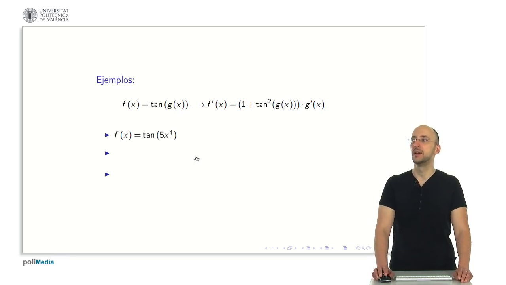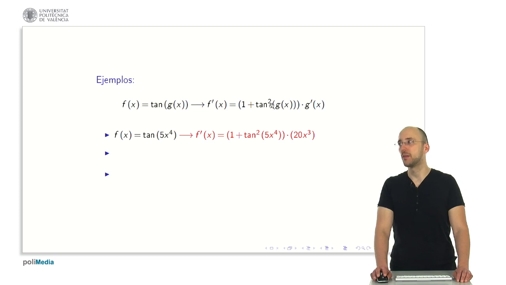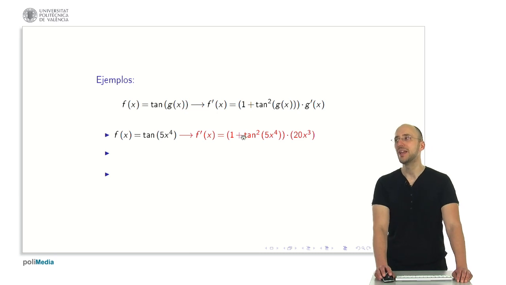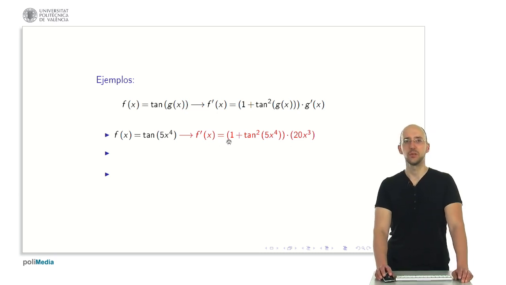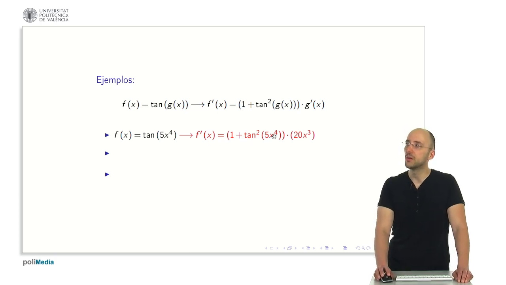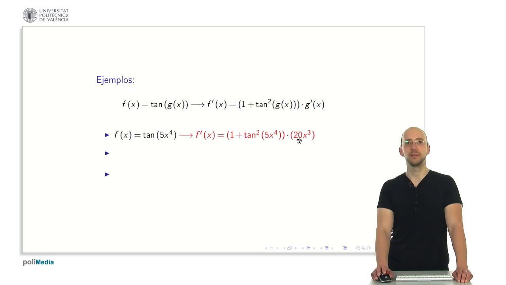Now, let's apply the formula. According to this formula, the derivative of the tangent of 5x to the fourth would be 1 plus the tangent squared. Notice that this square comes from the formula. We have not put it for any exponent that is already here. The square of the tangent of the expression g of x without differentiation, which is 5x to the fourth, multiplied by the derivative of 5x to the fourth, which is 20x cubed. Be cautious here. It might be tempting to attempt to differentiate the entire expression, but you only need to differentiate 5x to the fourth, which results in 20x cubed.